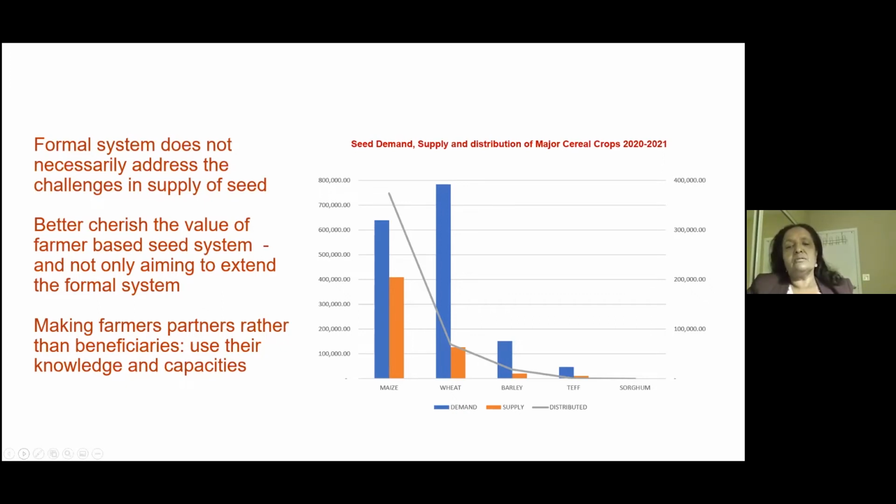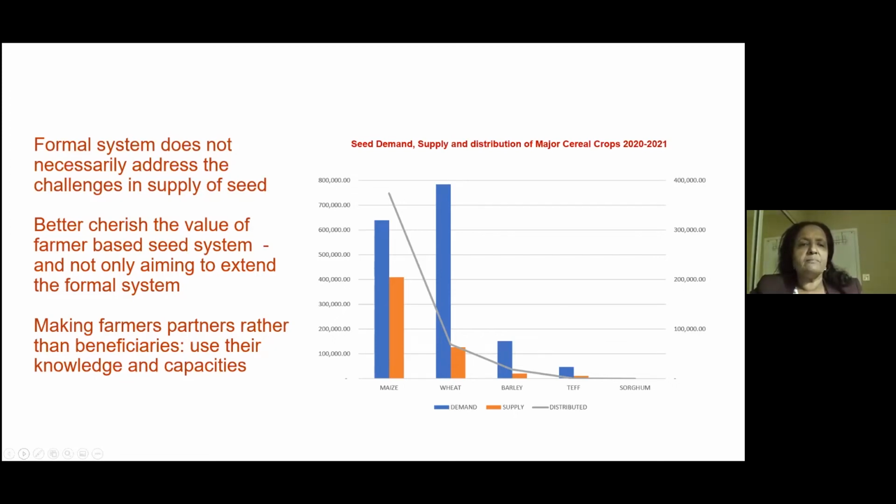So you cannot also talk more on the food security crops, which represent the largest part of dryland marginal conditions, like what we said on RTB. We need to focus. This is a very important indication for the RTBs and for such kind of crops growing in marginal conditions. So we have to really better cherish the value of the farmer-based seed system and not only aim to extend the formal seed system.